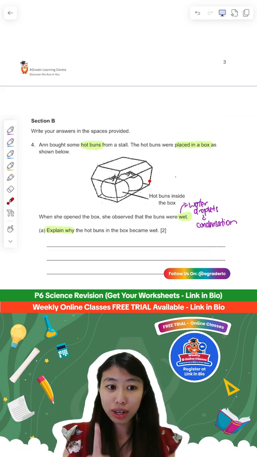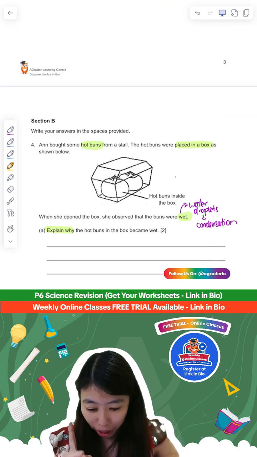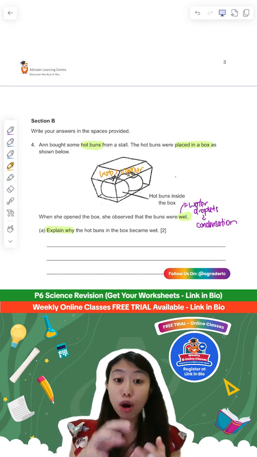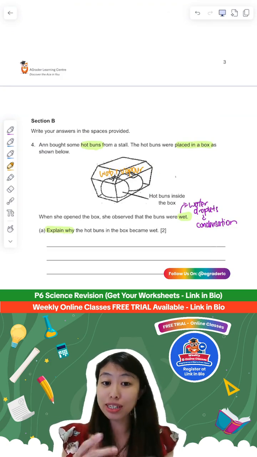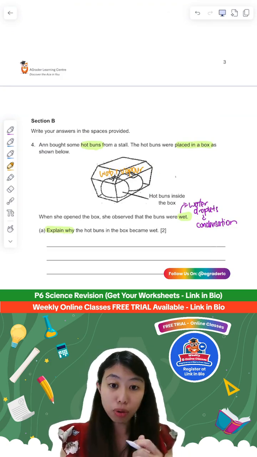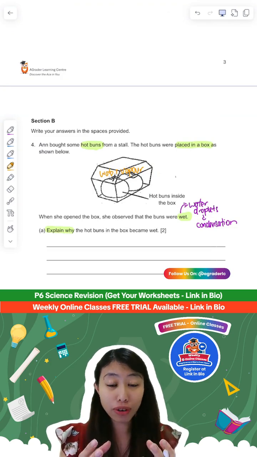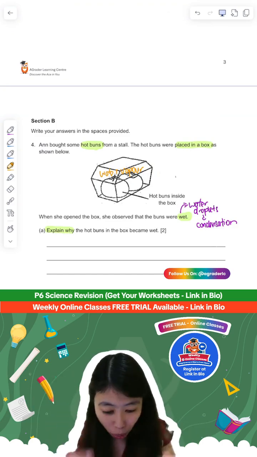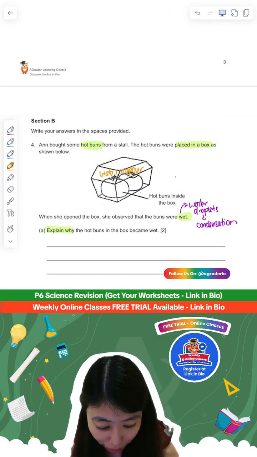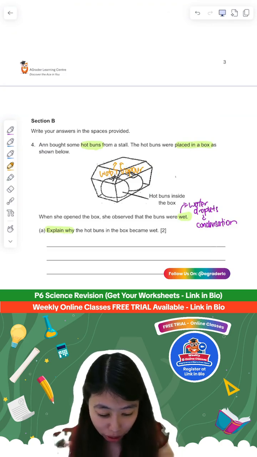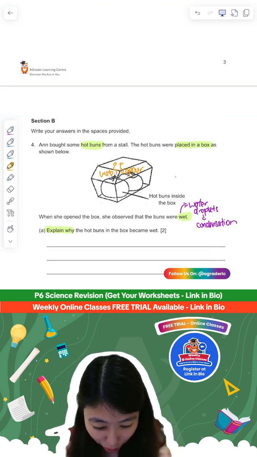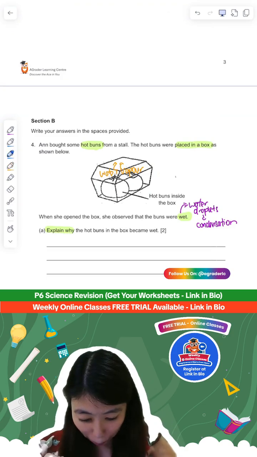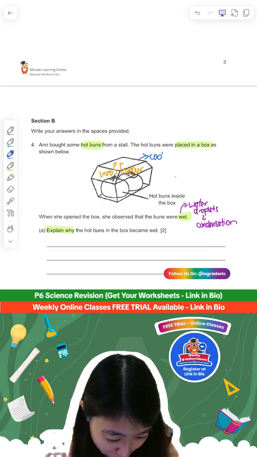Over here, because there is water vapor inside the box with the buns already, what happened is the water vapor became warm, because the buns are hot, right? So the water vapor around the bun became warmer. When it became warmer, it rises and comes into contact with the cooler inner surface of the box. Take note that the box here is my cooler surface.